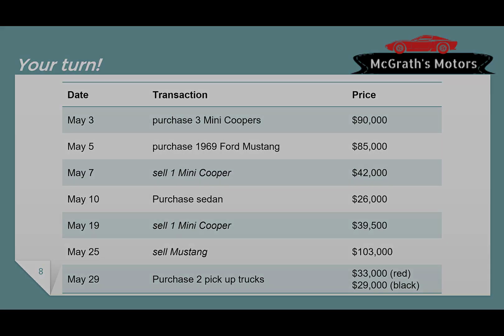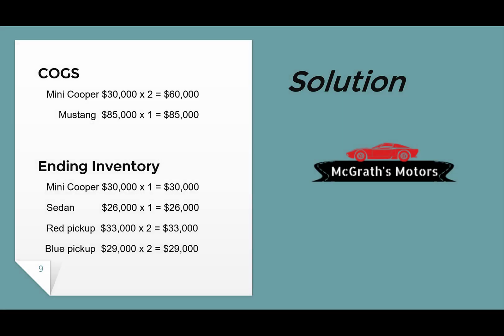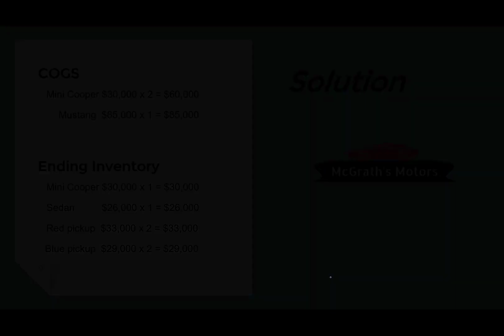Welcome back. Let's have a look at the solution. To calculate COGS, the accountant counts the cost of the inventory that was sold during the period. So that was 2 Mini Coopers at $30,000 each, and the Mustang for a total of $145,000. For ending inventory, the accountant just counts the value of the inventory that's left over at the end of the month. And in this case, those vehicles add up to $118,000. And there's the solution. I hope that worked out for you.